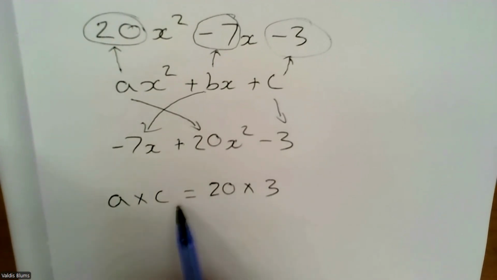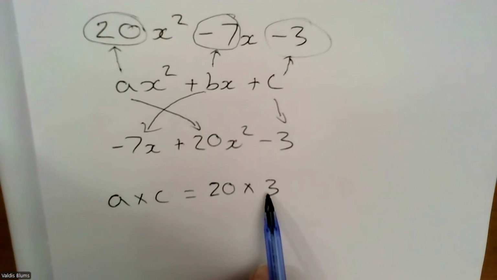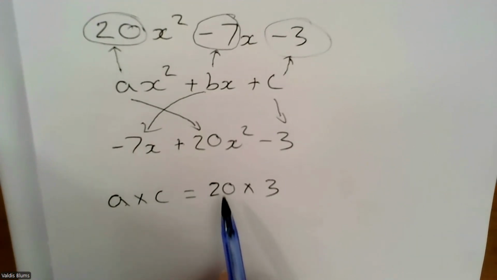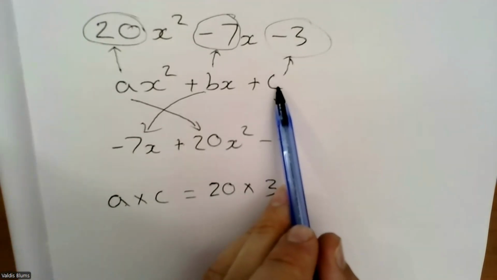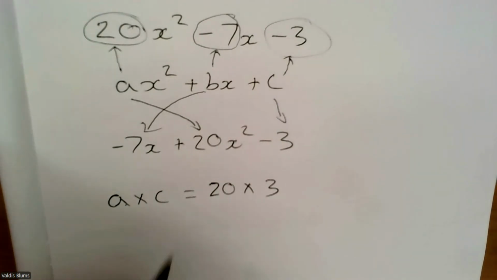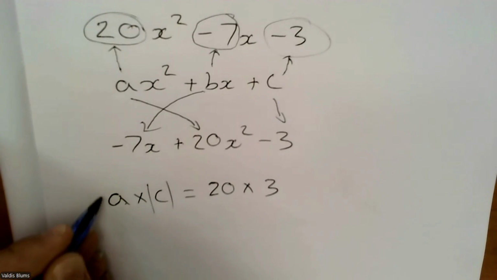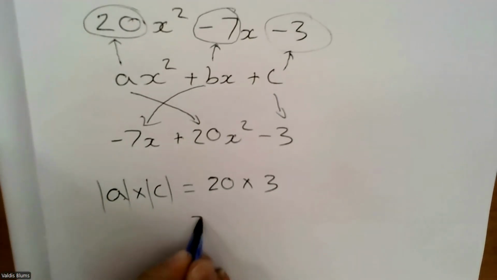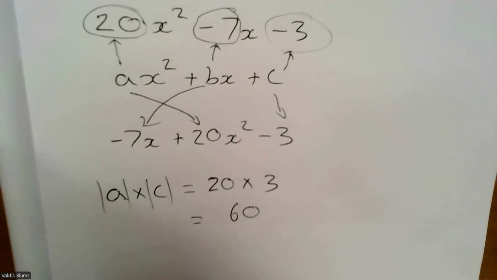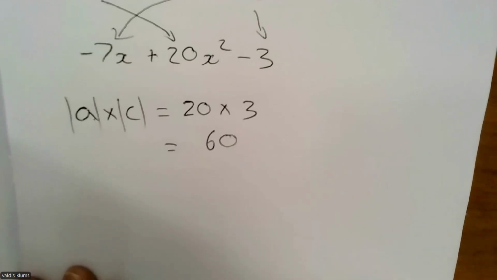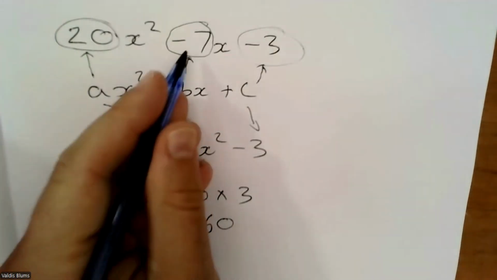Now, when using this technique, we don't care whether the numbers are positive or negative in terms of the A and the C. We're just after the absolute values. So even though the coefficient for C is -3, we're just going to use a +3 for this one. So I might write it as the magnitudes of A times the magnitudes of C. So that's equal to 60. Now, let's try and find the factors of 60 that add to the middle term -7.